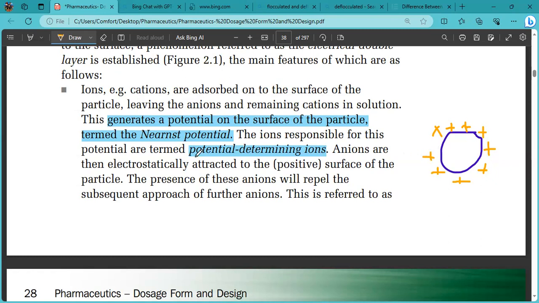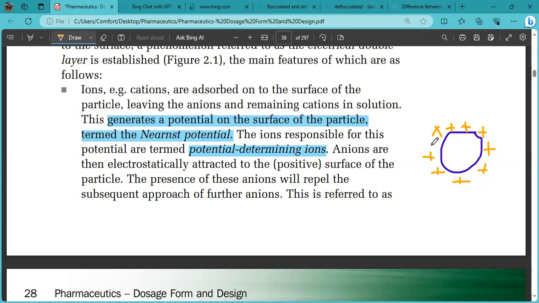By forming a layer onto the surface of the particle, it generates a potential, and this potential we refer to as the Nernst potential. Since these cations are the ones responsible for the Nernst potential, they are referred to as potential determining cations. So I think we've understood up to that part. So we know like repels like.